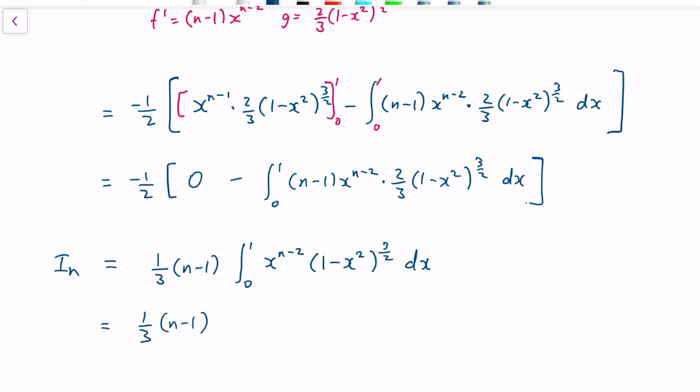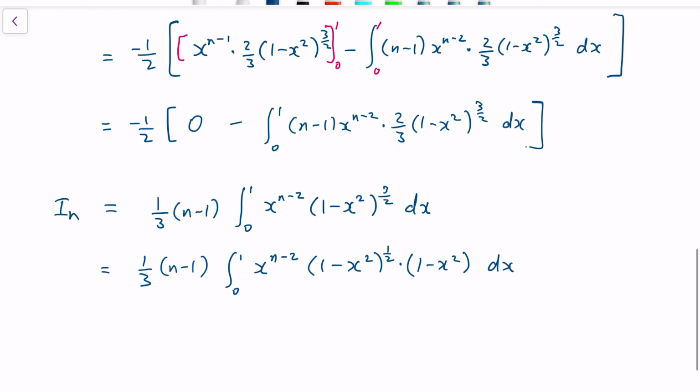That's why I guess this is called an insightful problem. If we write this x to the n minus 2 thing, we leave that. If we write this other bracket, 1 minus x squared to the power of a half, which is the square root, and what we want, multiplied by 1 minus x squared to the 1, which is just 1 minus x squared, we can now expand some brackets.